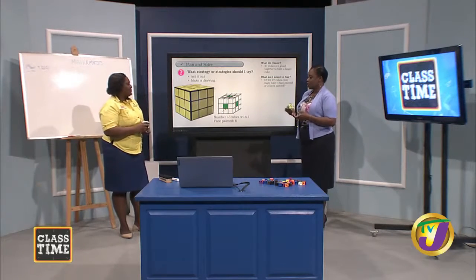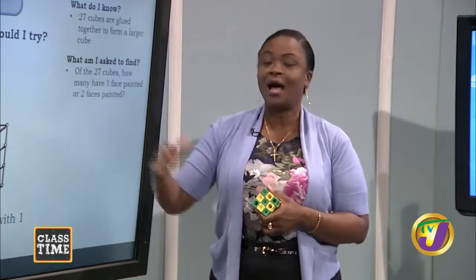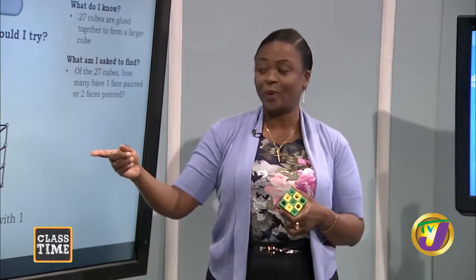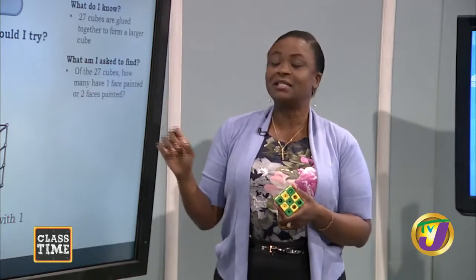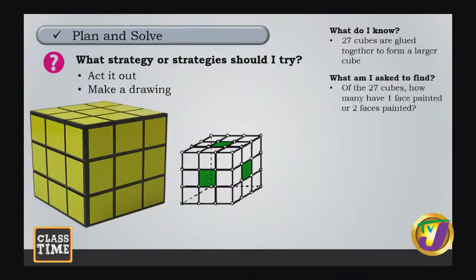Awesome. Now, we could use act it out, actually put the cubes together to get the larger cube. And as you would have seen on screen as well, we could have a picture, make a drawing, and do the shading. So the other question that we're being asked is to find out how many have 2 faces painted on. And I would have gone ahead and done the gluing together of the cubes for you.